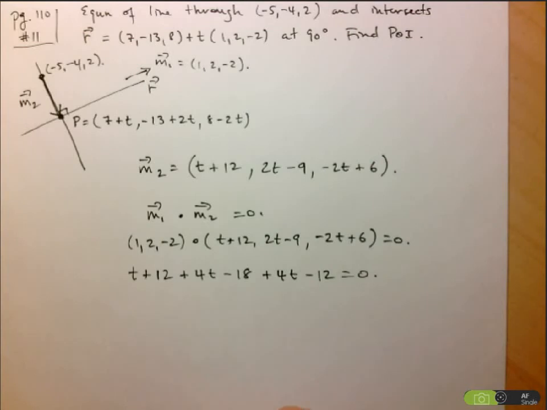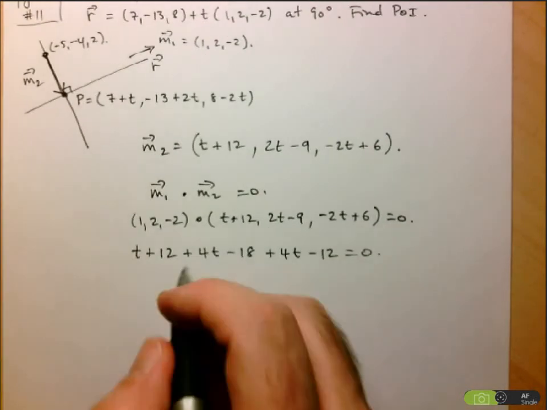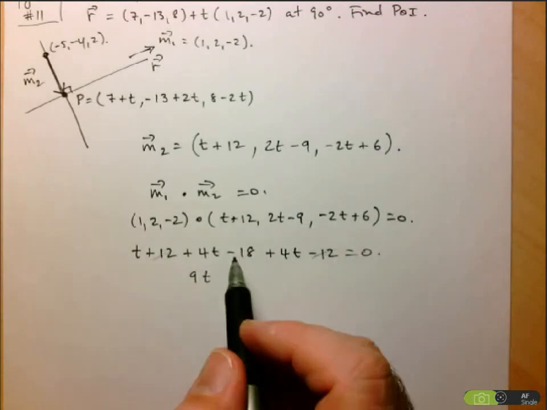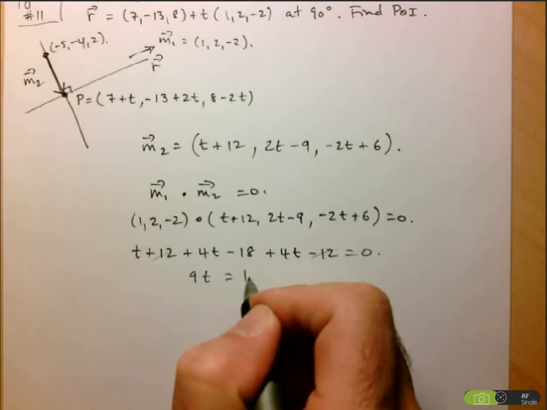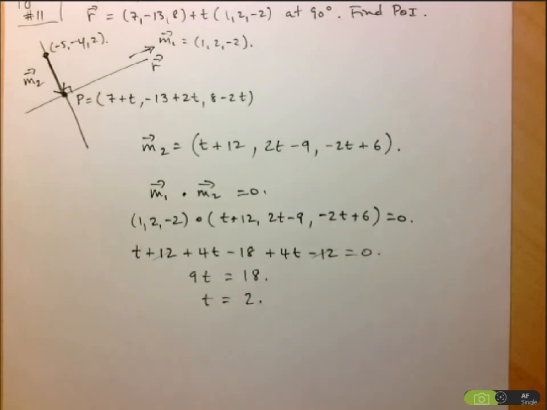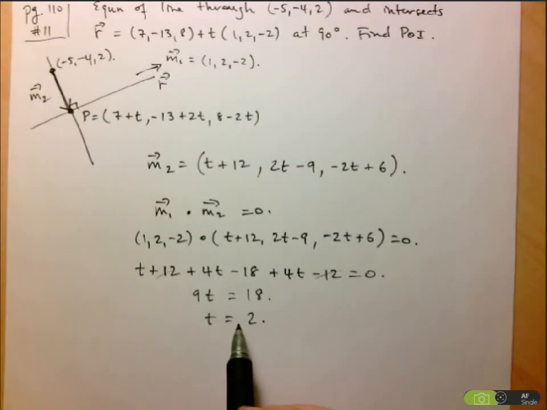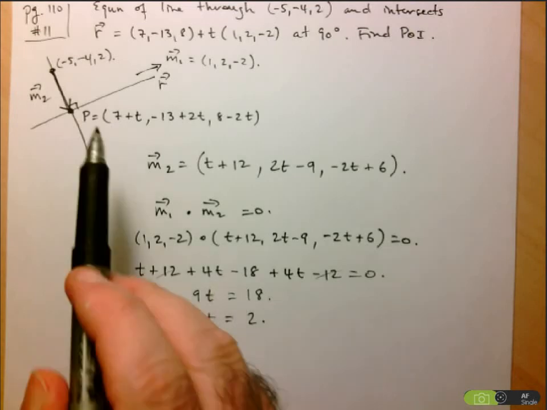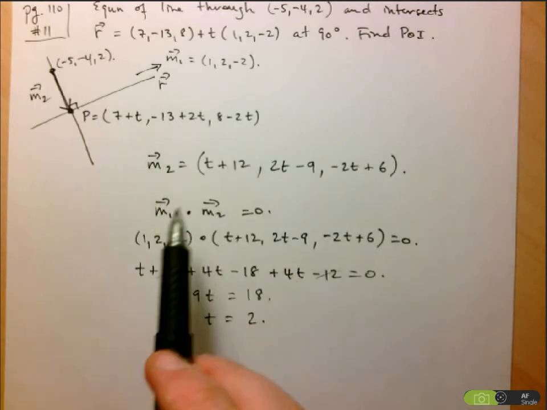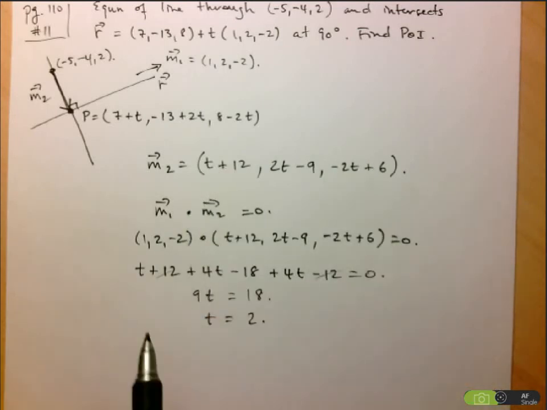And we've got an equation with just one unknown, so we can solve that. Here we've got t plus 4t plus 4t, that gives us 9t. This 12 and that 12 go, so I'm left with minus 18. Bring it to the other side, positive 18. So t has to be equal to 2. Now we know this t value, meaning we have enough information to find the point of intersection that we're looking for, and we also have enough information to find the direction vector for the second line.